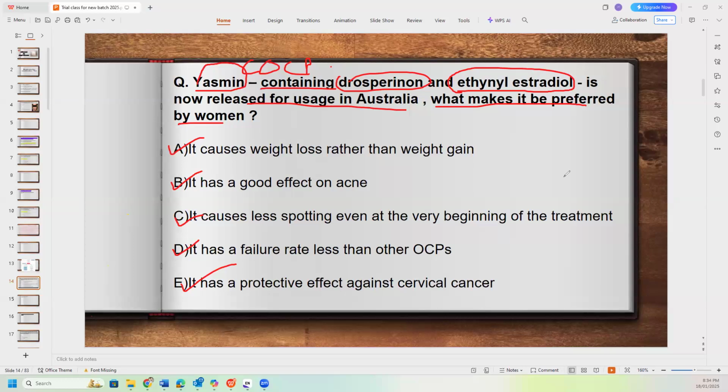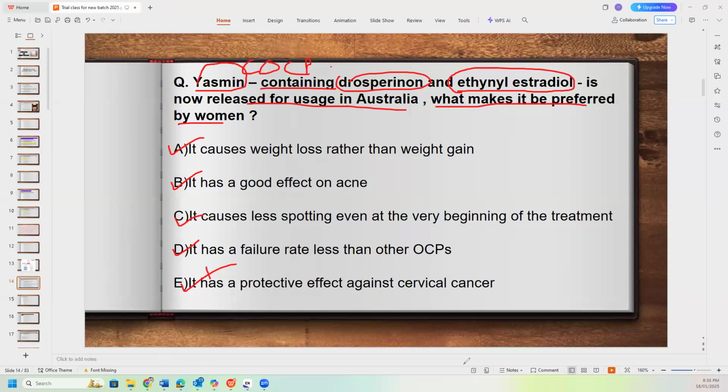Ethinyl estradiol is normal estrogen, but drospirenone is the type of progesterone that has anti-androgenic effects. Anti-androgenic effects mean that it doesn't cause weight gain, it doesn't cause acne. All right, there are two anti-androgenic effects of drospirenone, and it doesn't cause fluid retention. Let's go from down to up.